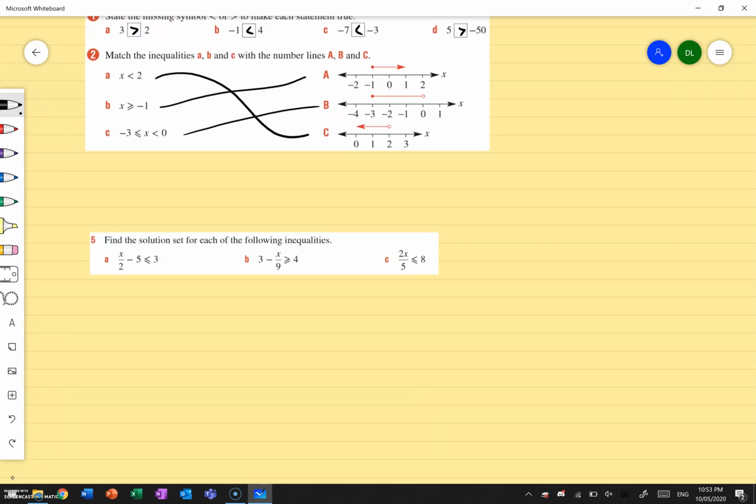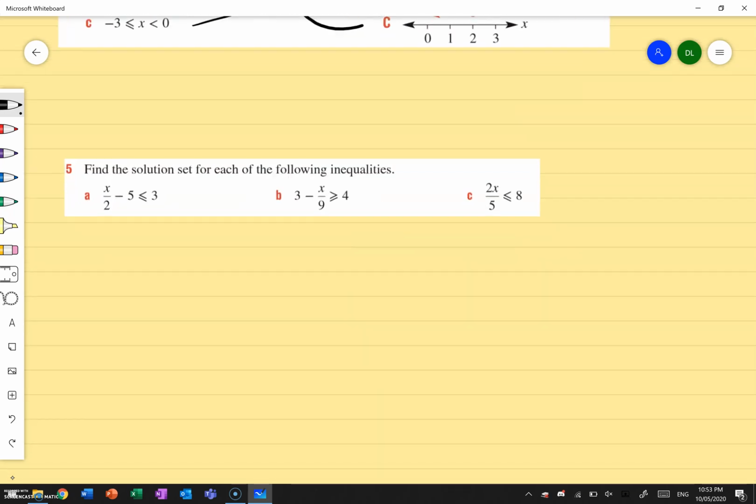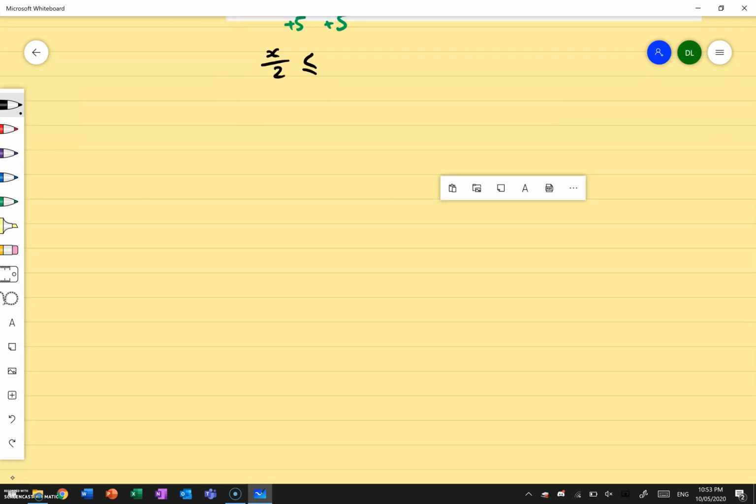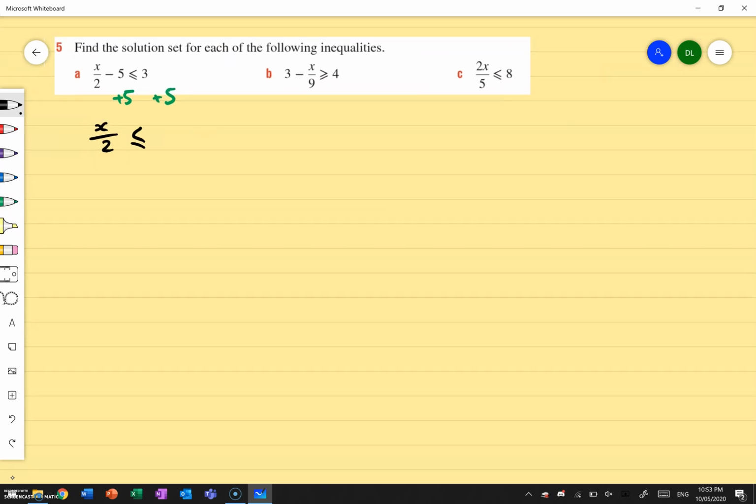Okay. Now, find the solution set, so basically just means find the answer for each of the following inequalities. So x divided by 2 minus 5 is less than or equal to 3. I see there's a -5, so plus 5 on both sides. So this should be relatively familiar to you guys. So I'm going to end up with x divided by 2 is less than or equal to 3 plus 5, which gives me 8. Now it's divided by 2, so I'm going to times by 2 on both sides, and then end up with x is less than or equal to 16, and that's it. I'm done. Let's go ahead and do the next one.